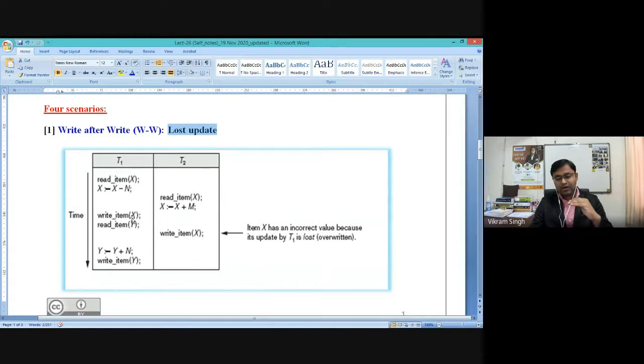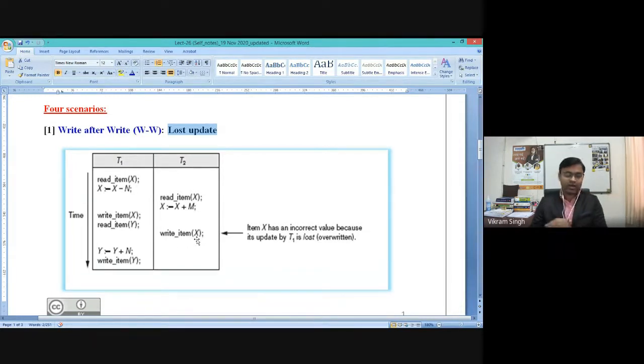So now T2 is writing something. Actually, he's reflecting all the changes on data item X. After this, there is an instruction in T1 which is read item Y. Y is not the reason for conflict, because it is not being accessed by T2. After read item Y, you can see there is an instruction called write item X.